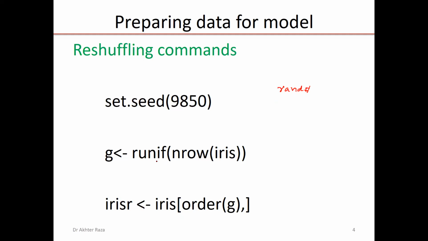The same function here in R is runif. It is not runif, it is r unif. Unif means uniform. It draws random numbers from the uniform probability distribution. So runif means random numbers from the uniform distribution.